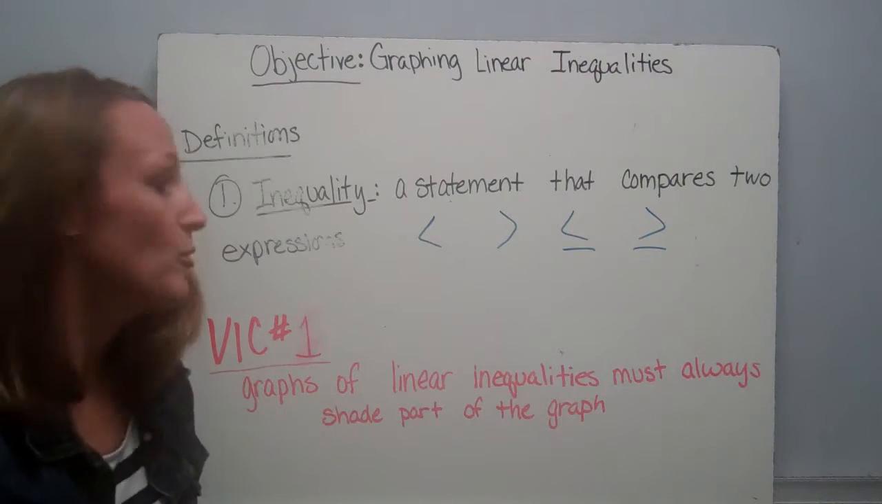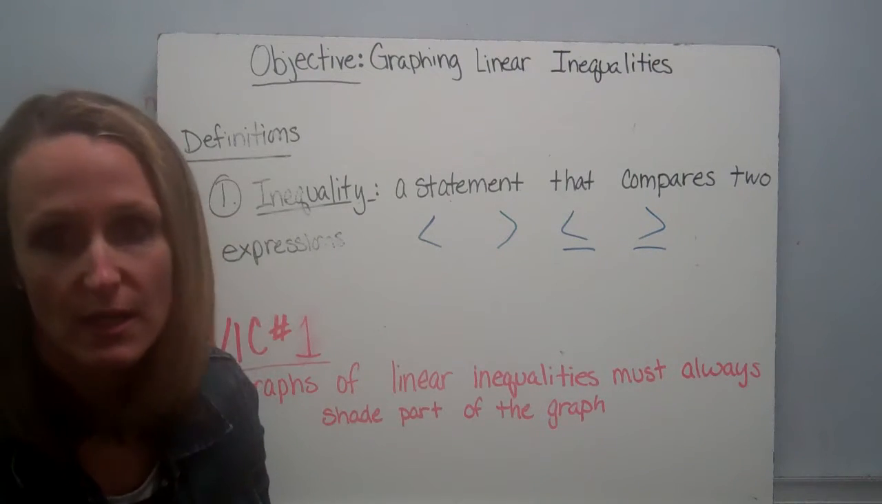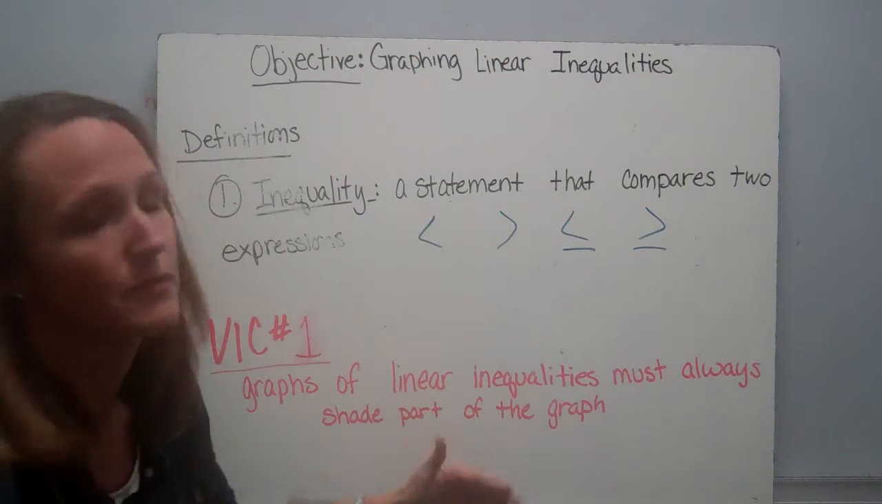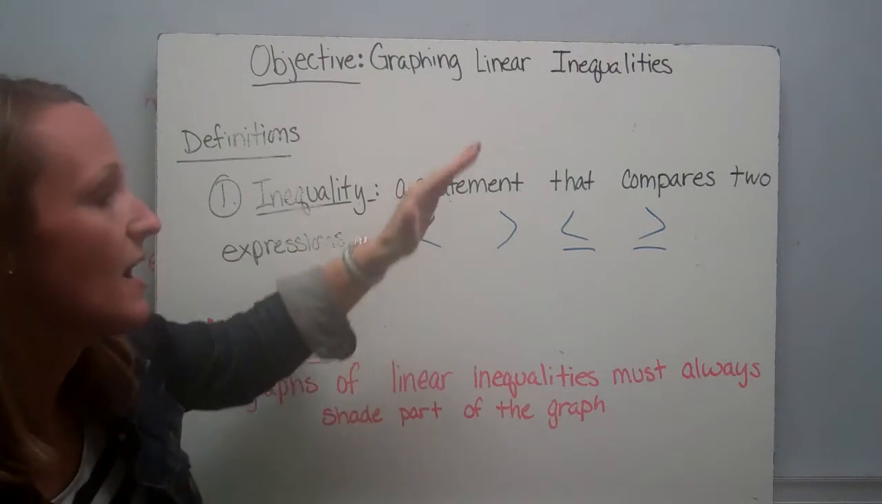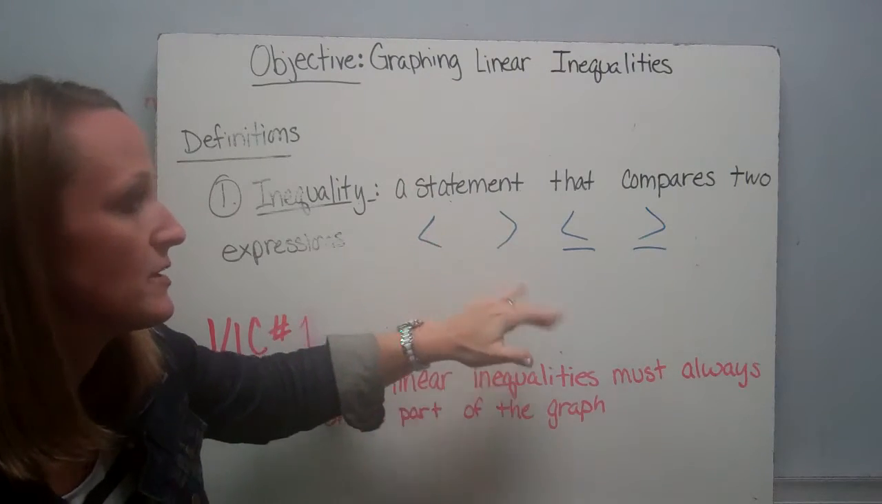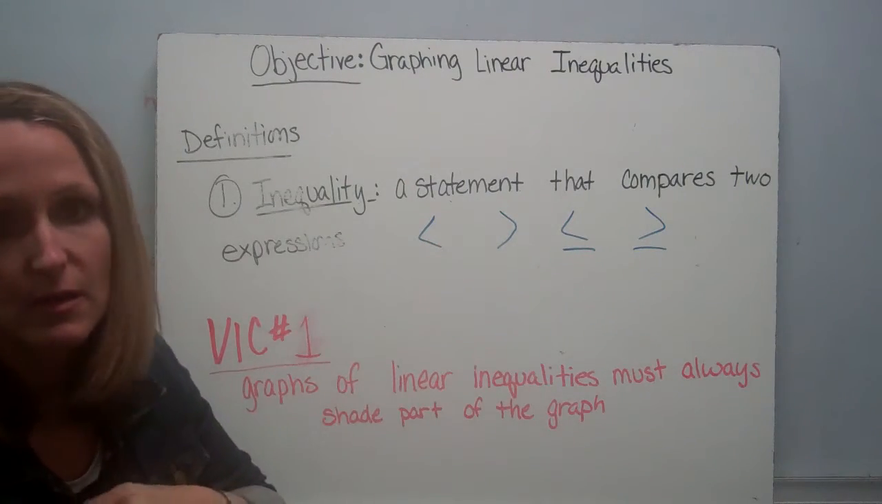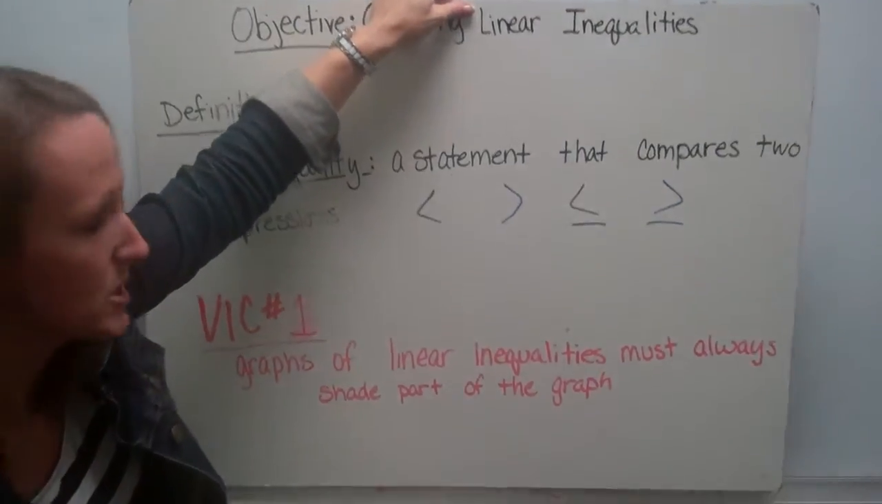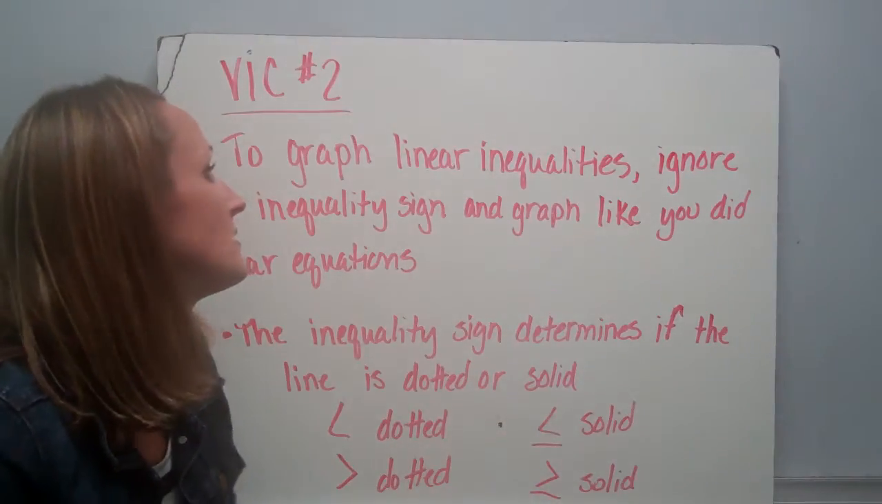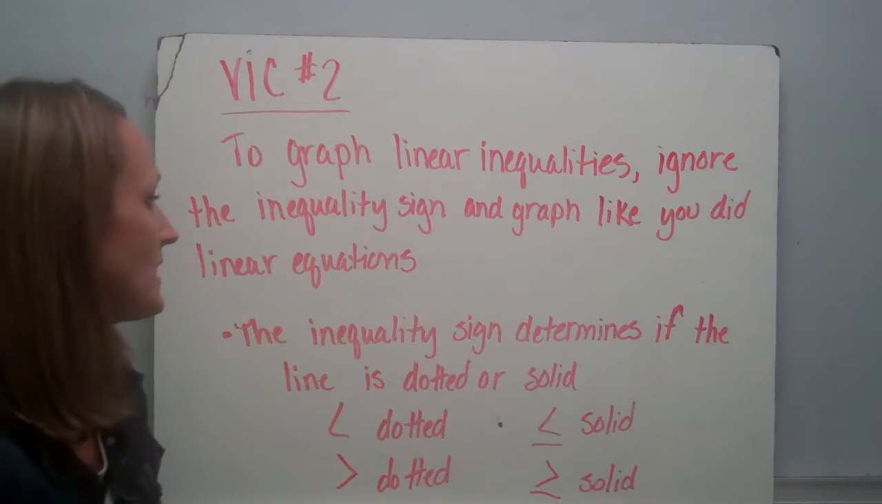Very important concept number one. For graphs of linear inequalities, you must always shade part of the graph. Because, remember, it doesn't just equal something. It's got to have part of it shaded to represent the greater than, less than, greater than or equal to, or less than or equal to. So instead of just drawing a line, like when we graphed equations, we're also going to shade in part of it.